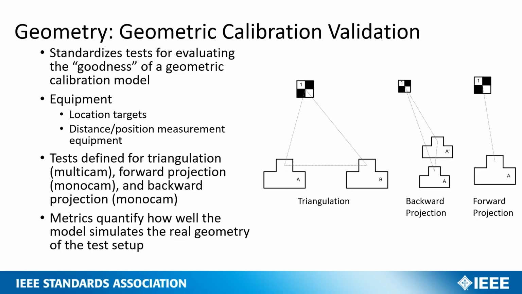It just provides you with a tool set to say, is the geometric calibration model that I get from my camera any good? Does that actually work for my camera? And that is what the geometric calibration validation part of the IEEE P2020 does.